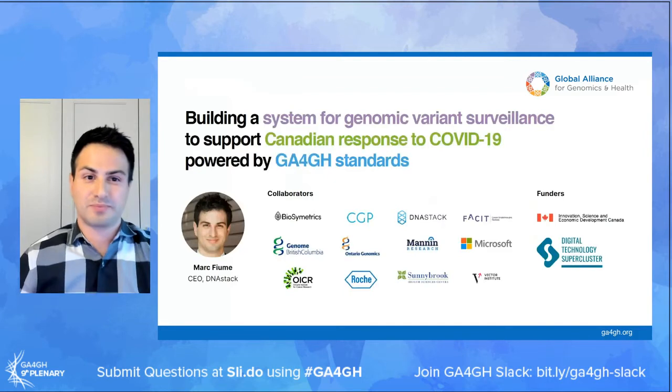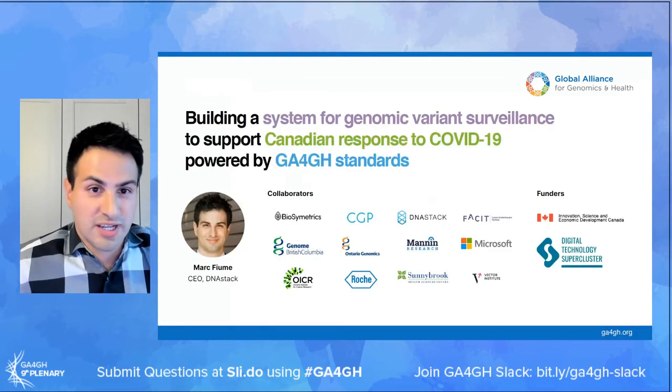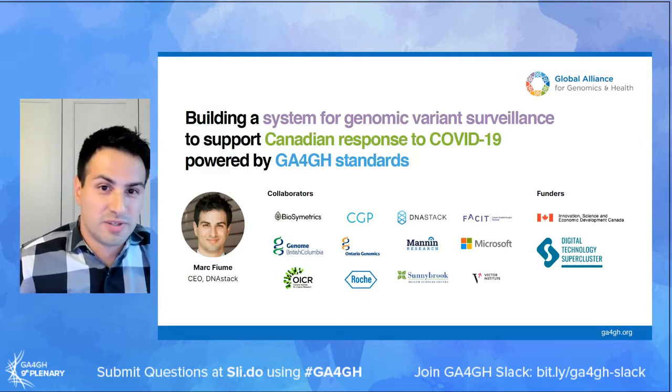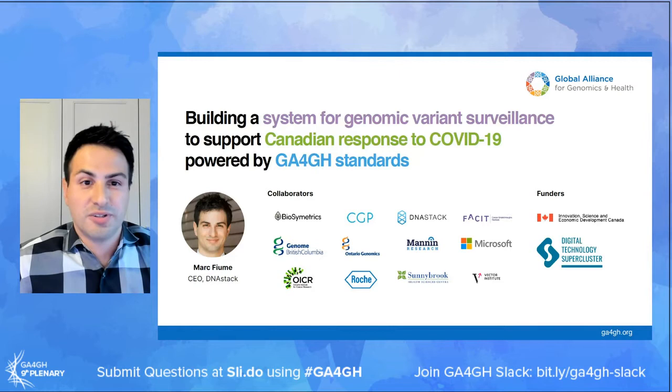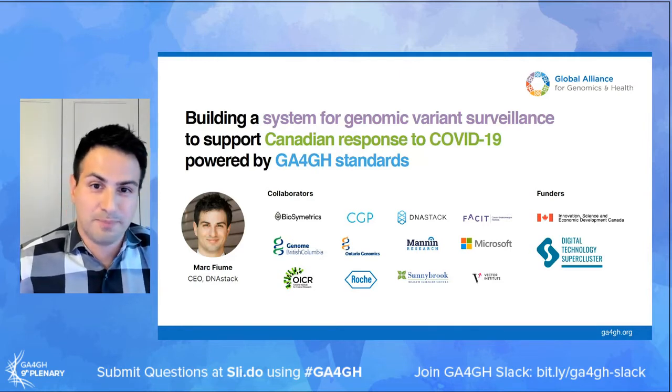Next slide, please. My name is Marc Fiume, and I'm CEO of a company called DNAstack. I'll set the stage with a short anecdote of our own journey working with an amazing consortium of partners to build a system for genomic variant surveillance to support Canada's response to COVID, and it's all powered by GA4GH standards.